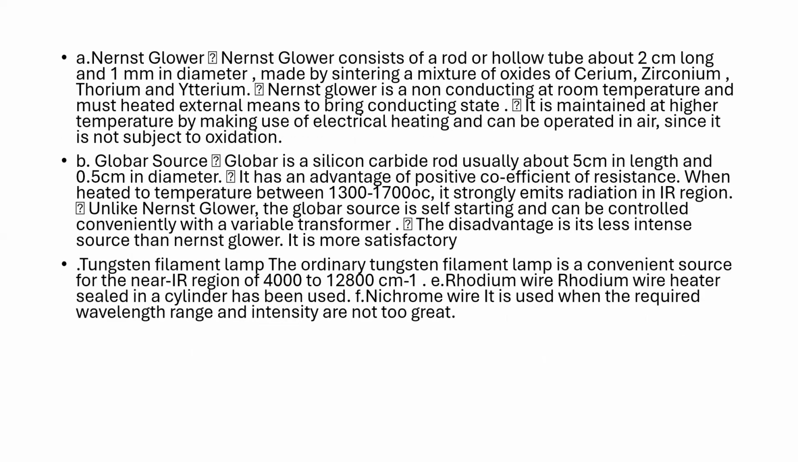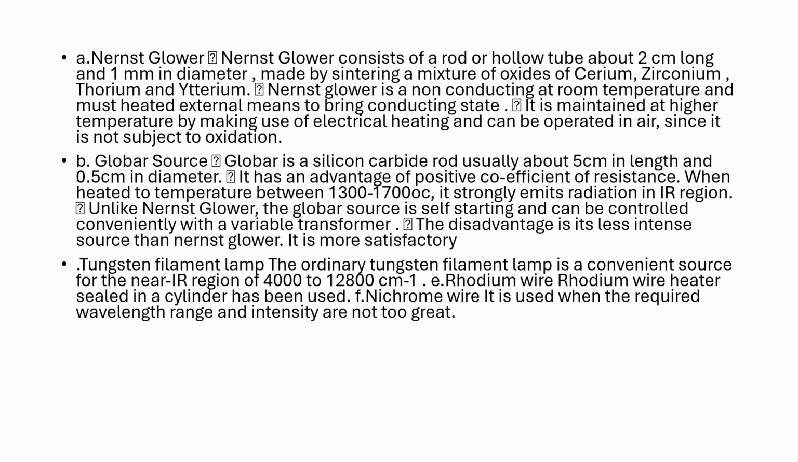Now, as I said in the beginning, the light source is going to be different. Mercury lamp, deuterium lamp, these things you understand. But what are the sources here? Nernst glower or globar source. That is 2 lines about it. The Nernst glower consists of a rod or a hollow tube, say about 2 centimeter long and 1 millimeter diameter. What is it made up of? It is made up of a mixture of oxides of cerium, zirconium, thorium, and yttrium. So these are the metals. The oxide complex is made, and that is going to act as the light source.